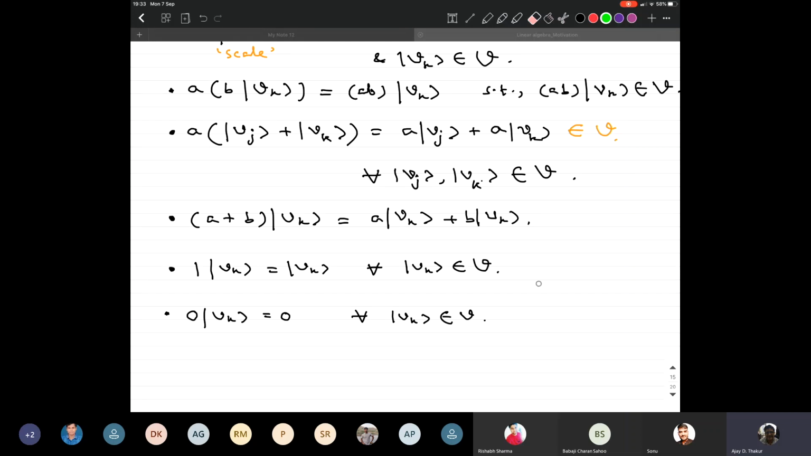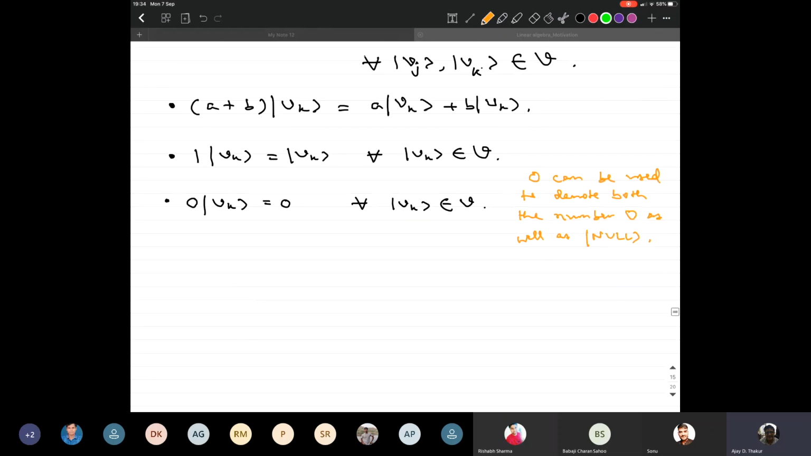By the way, here 0 can be used to denote both the number 0 as well as the null ket. In many expressions you see later on, on the right hand side there would be a 0. You can also assume it to be a null ket, and it would become much clearer based on the context.